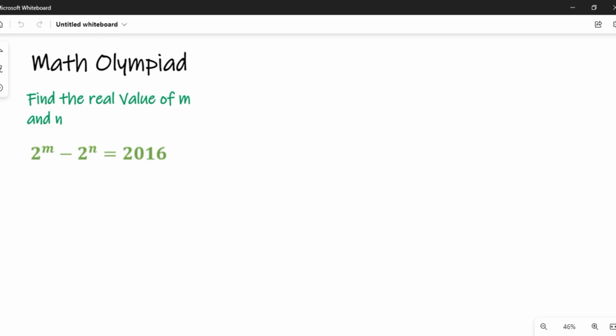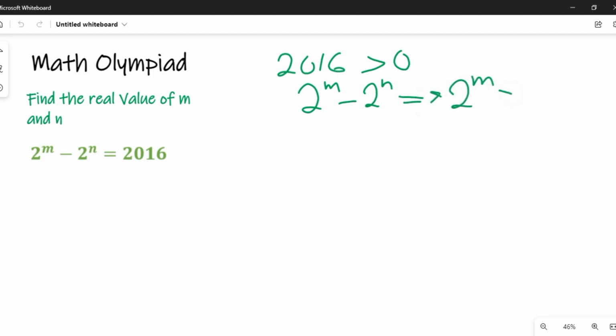To solve this question, we are going to apply some simplified logic and skills in mathematics. Now come to see this, that 2016 is greater than 0, right? Good. And for 2 raised to power m minus 2 raised to power n, that simply tells us that 2 raised to power m is greater than 2 raised to power n. So that tells us that m is greater than n.